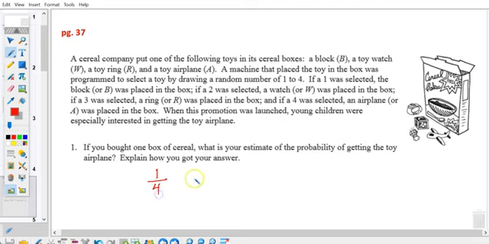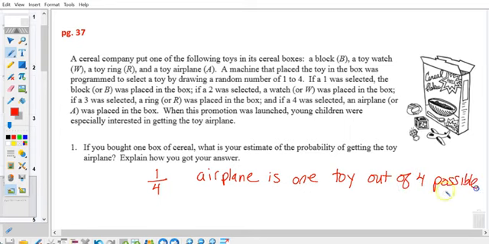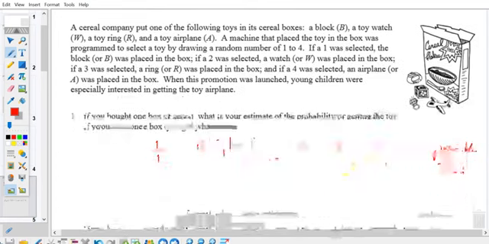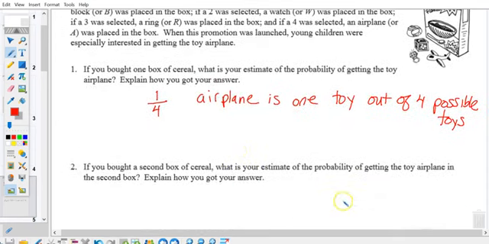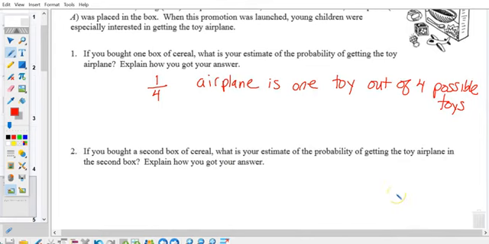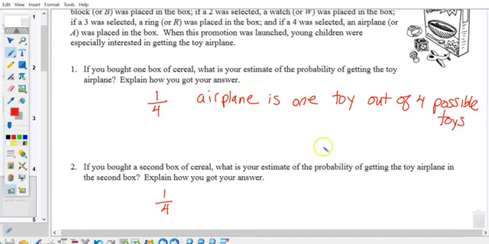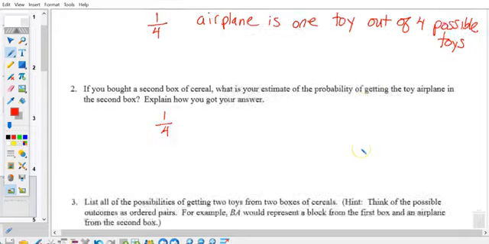It is a 1 out of 4 chance. Airplane is 1 toy out of 4 possible toys. If you bought a second box of cereal, what is your estimate that you would get a toy airplane in the second box? That's still 1 out of 4. Your first box does not change your second box. The machine is not changing its random numbers based on what box it's filling.